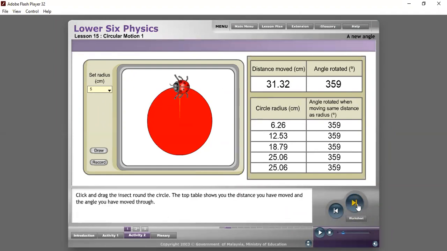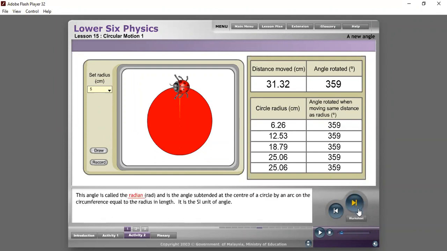Click and drag the insect around the circle. Okay, this one done. Done, record, select another, done. What do you notice about the recorded results? Answer: the angle is always the same. Same angle, right?